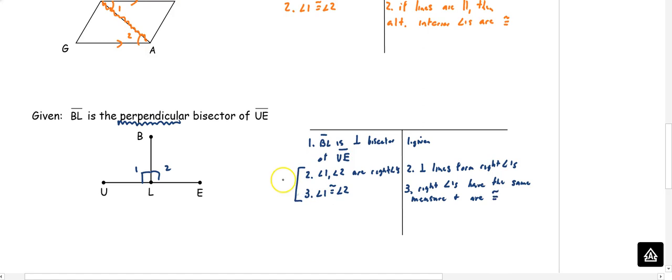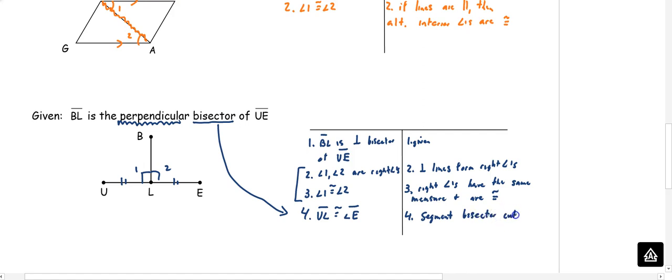So this took care of our perpendicular part. We also need to take care of the bisector. So remember the bisector is talking about the segment in this case, and that if BL is the bisector, it's cutting this segment into two congruent parts. So we would say that UL is congruent to LE. And our reason then is that a segment bisector cuts a segment into two congruent parts.